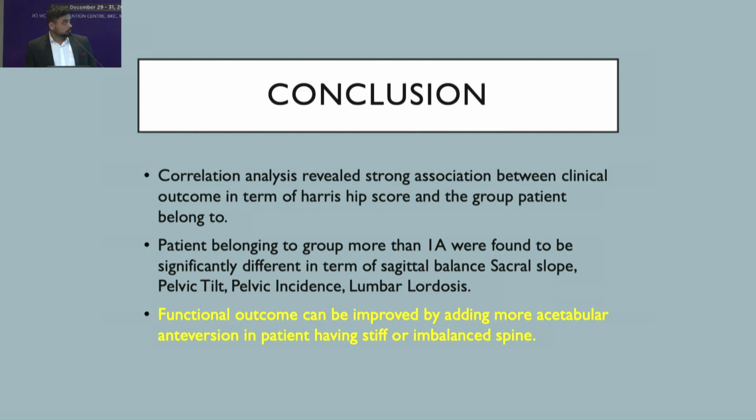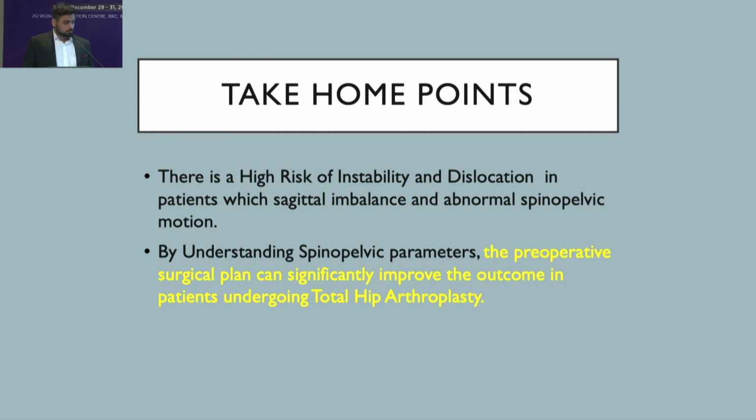Patients belonging to groups other than 1A were found to be significantly different in terms of sagittal balance, sacral slope, pelvic tilt, pelvic incidence, and lumbar lordosis. Functional outcome can be improved by adding more acetabular anteversion in patients having stiff or imbalanced spine. So there is high risk of instability and dislocation in patients with sagittal imbalance and abnormal spinopelvic motion. By understanding the spinopelvic parameters, preoperative surgical planning can significantly improve the outcome in patients undergoing total hip replacement.